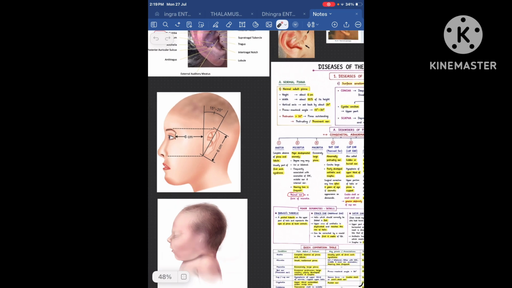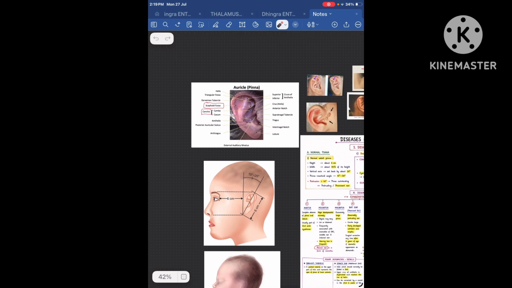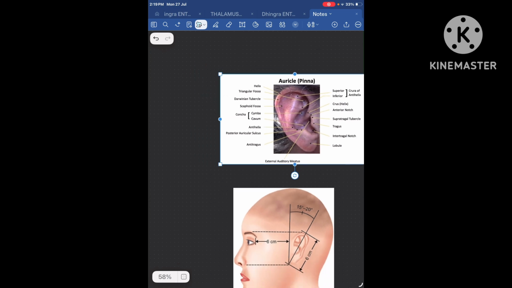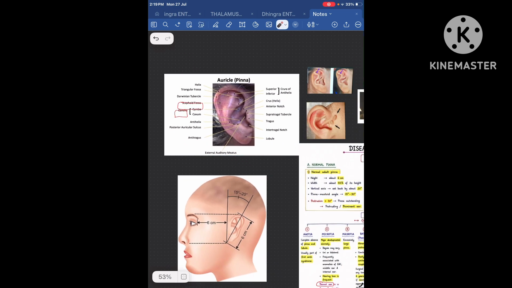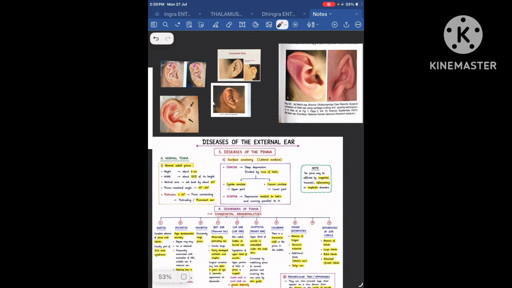Now our surface anatomy. In the surface anatomy, if you see this diagram, this is the scaphoid fossa that is parallel to the helix, right? This is the concha. This is the part concha. The concha is divided into cymba and cavum. Cymba is the upper part, cavum is the lower part. That you need to know. Clear? Now let's go to the pinna.